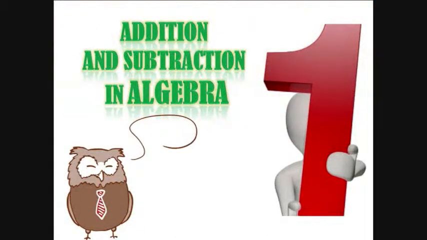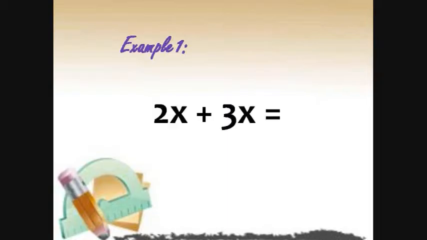Addition and subtraction in algebra. We can only add things if the letters and their exponents following them are exactly the same. Example number 1. We can add 2x and 3x because they both have x following the numbers. All you do is add the numbers and bring the common letter after the number.